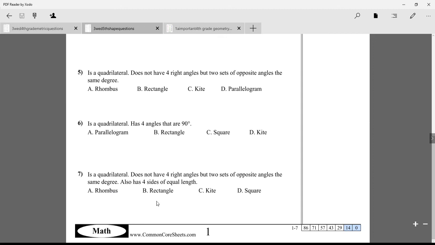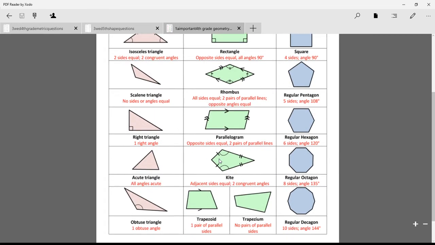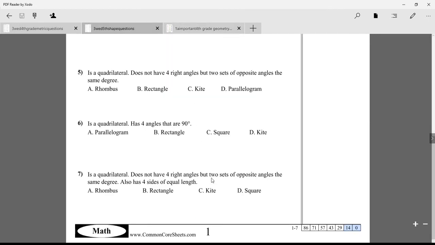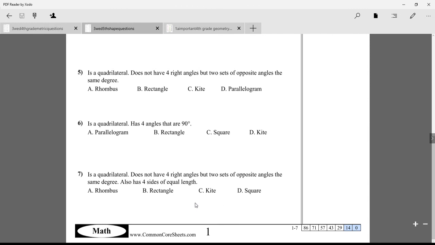So really the biggest thing is just kind of memorizing all of these attributes of the different shapes, because if you don't know those, you're never going to be able to figure this stuff out really. So yeah, hopefully that is helpful.